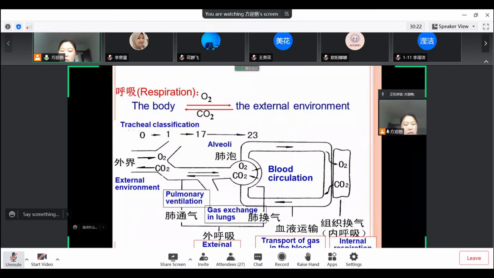External respiration has two parts: the pulmonary ventilation and the gas exchange in the lungs. We know the pulmonary ventilation, but what is the pulmonary ventilation? Do you remember? Who can tell me what ventilation is?